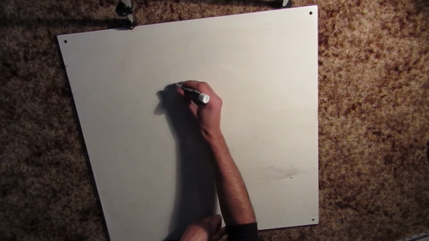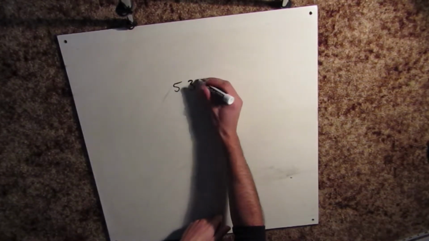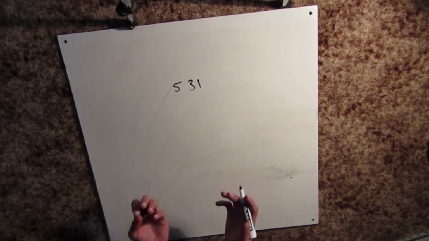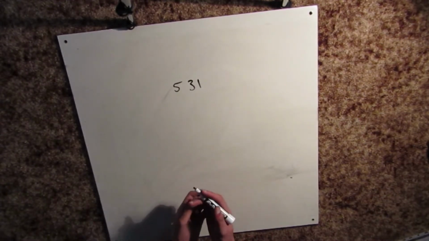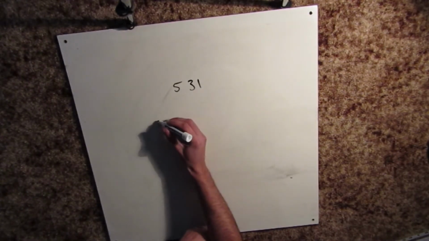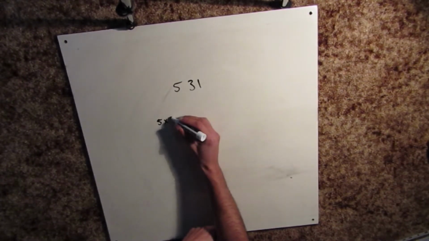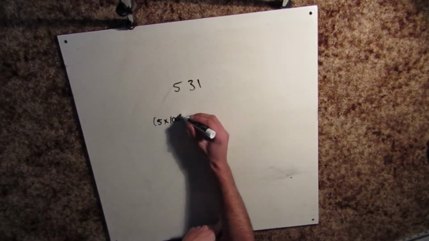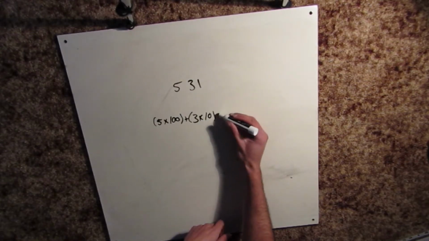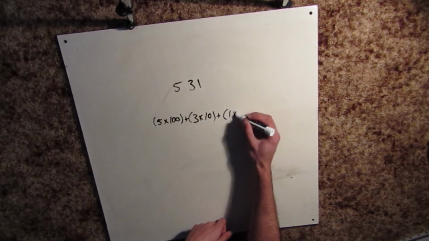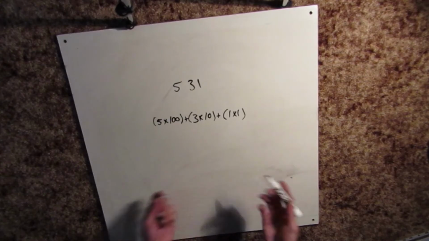Let's say we have the number 531. Why is 531? Well, what's the significance of this? What does this even mean? Well, we could say that this is the same as 5 times the hundreds place plus 3 times the tens place plus 1 times the ones place. We add them together, we get 531.